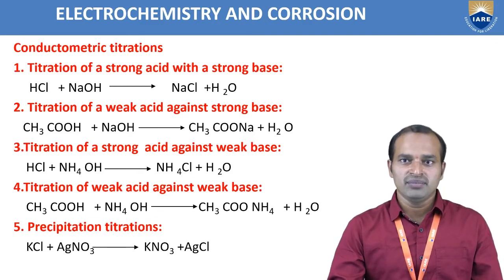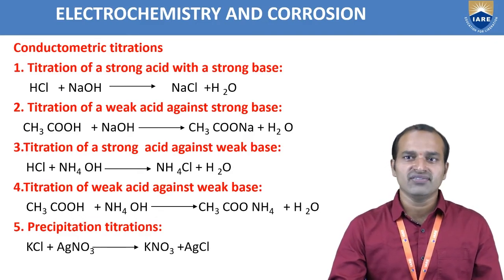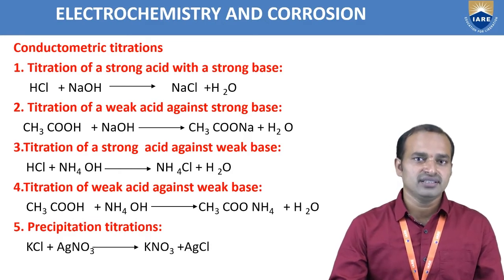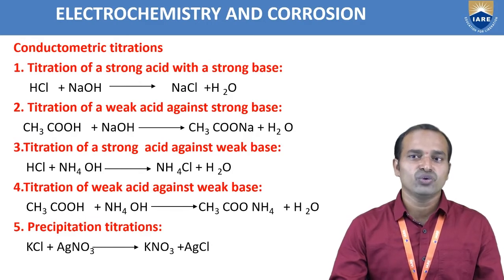Let us discuss the conductometric titrations one by one. Titration of weak acid versus strong base: the weak acid is acetic acid, CH3COOH, and the strong base is NaOH, which form sodium acetate, CH3COONa, plus water.